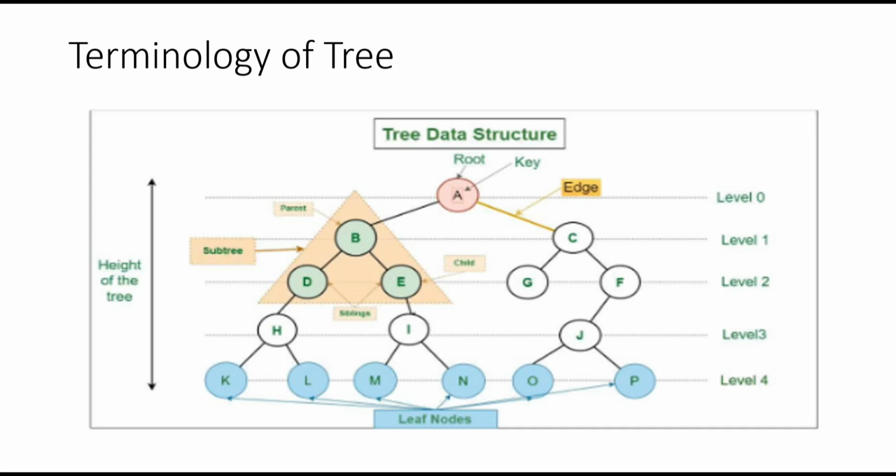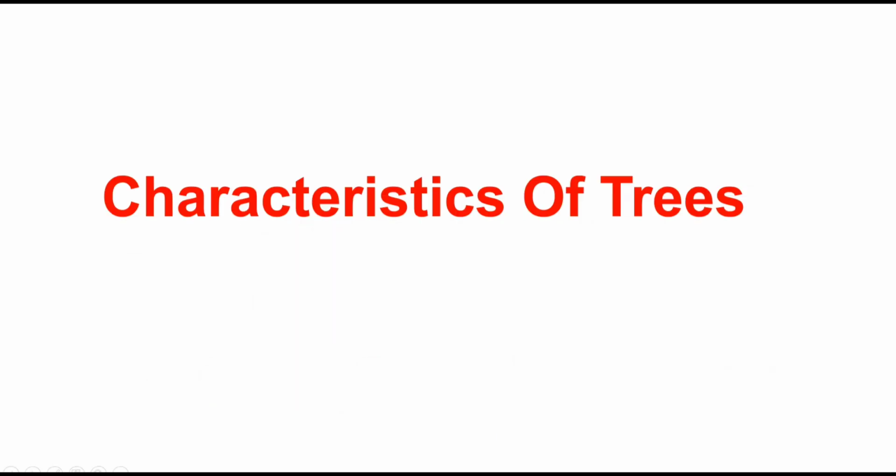Next we move on to the characteristics of trees. In the characteristics of a tree, every tree has a root node. This is the first characteristic. If there are n nodes, there are n minus 1 edges. For example, n is equal to 11, so 11 minus 1 is 10 edges. So, there are 10 edges in this tree. Every child has one parent, but a parent can have multiple children. This is also a characteristic of a tree.